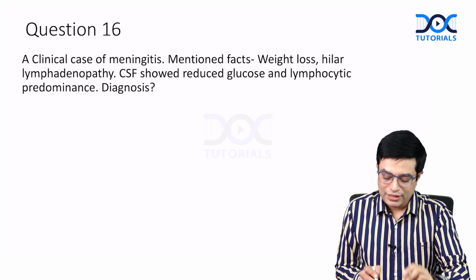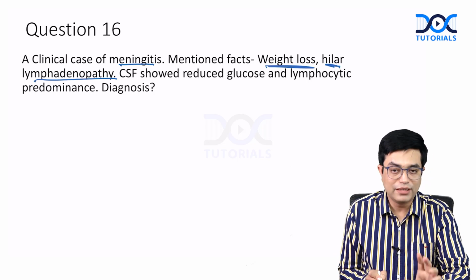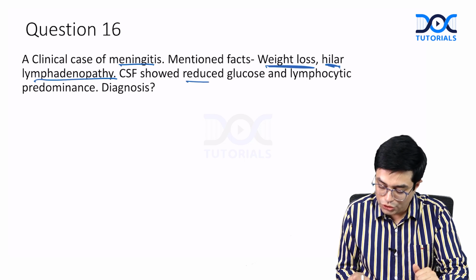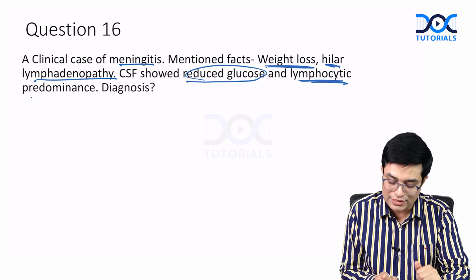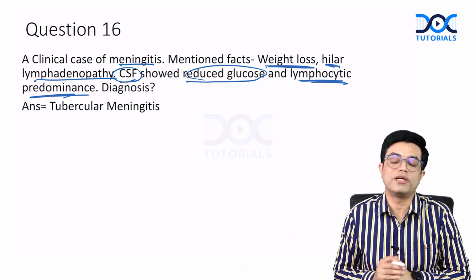Question number 16, there was a clinical case of meningitis. Mentioned facts were weight loss, hilar lymphadenopathy in the lungs on imaging. CSF showed reduced glucose and lymphocytic predominance was seen in the CSF. What is the likely diagnosis? Obviously, the answer is tubercular meningitis.